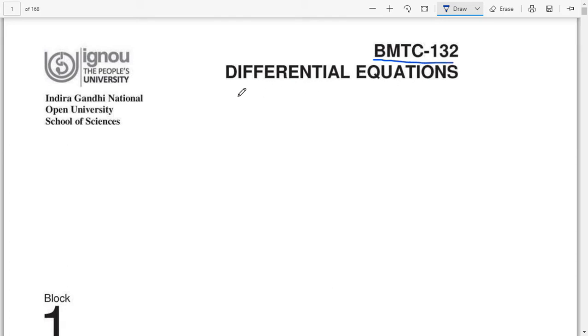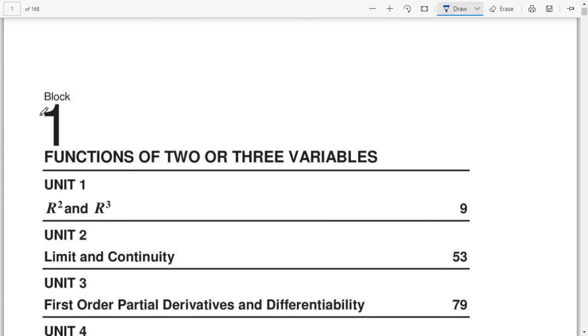BMTC-132 differential equations. Block 1 functions of 2 or 3 variables. Unit 1 R squared and R cubed. Unit 2 limit and continuity.